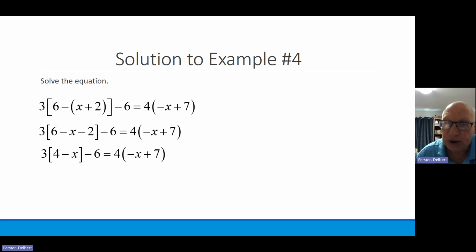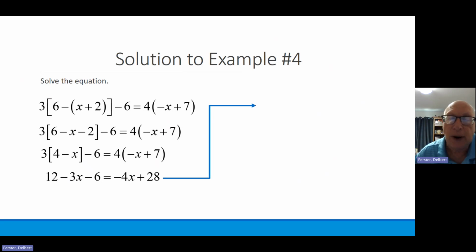Now we'll distribute on both sides. We'll distribute the 3. We'll distribute the 4. Don't lose that negative 6. It's part of what's going on, but it's not part of your distributive attack. Okay. Looks like on the left side, we can combine the 12 and the negative 6. We should do that. And then we'll start thinking about what we want to move.